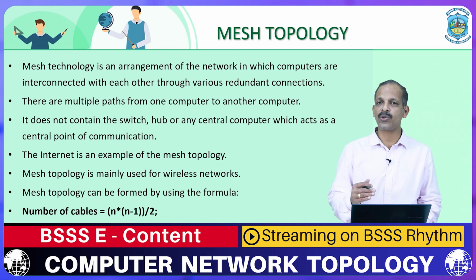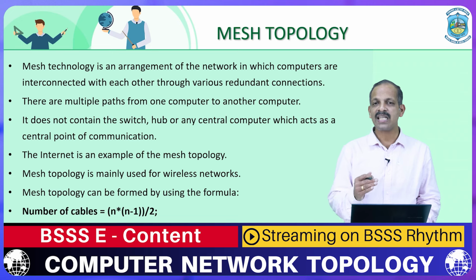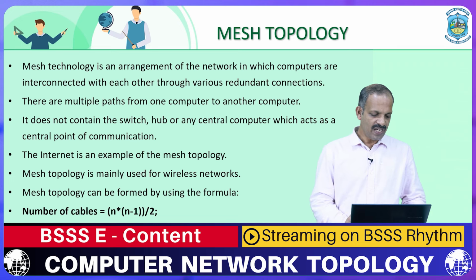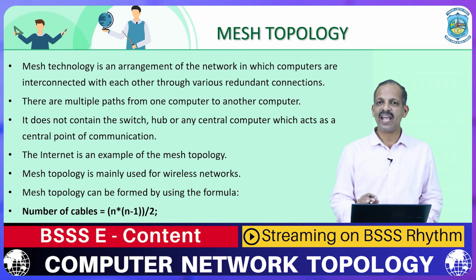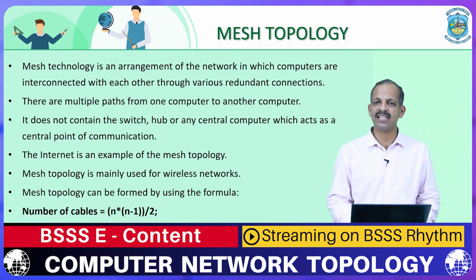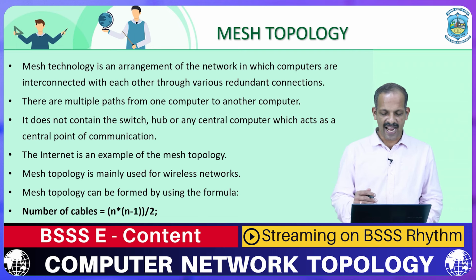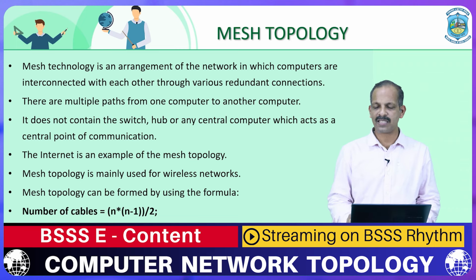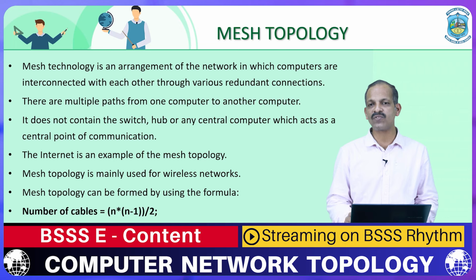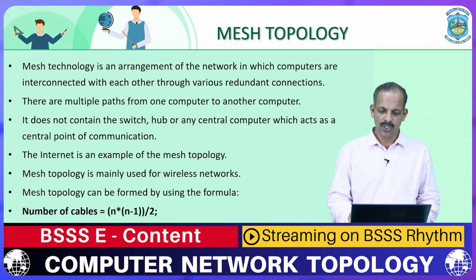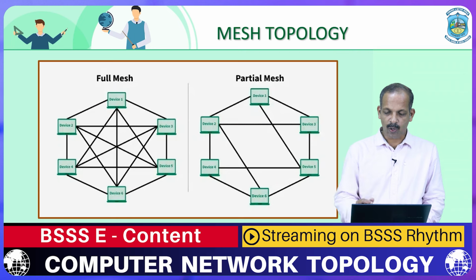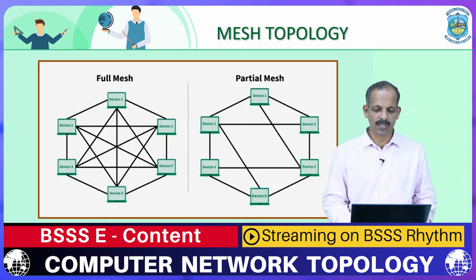Other than that, if you are going to implement using cable, just imagine we have n systems in that network, then we need n into n minus 1 divided by 2 cables. That means the number of cables and number of ports will be more with respect to the number of systems. So that is a problem for this mesh topology.